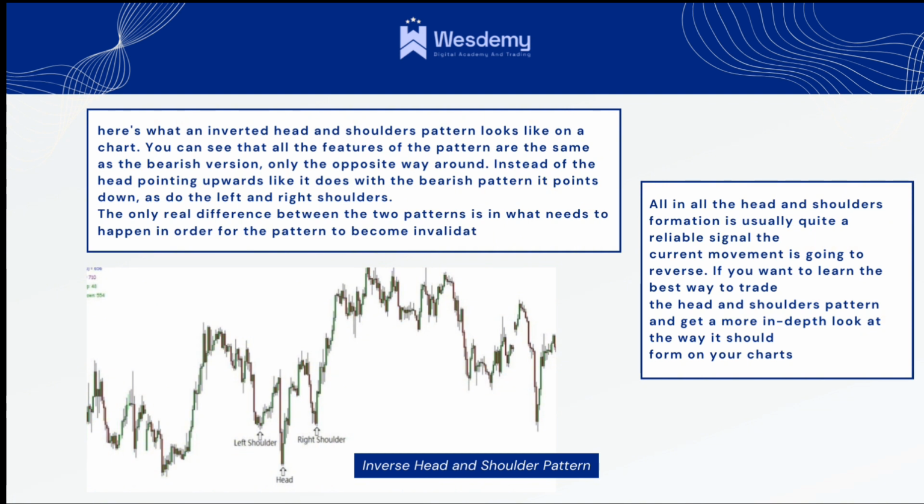You can see that all the features of the pattern are the same as the bearish version, only the opposite way around. Instead of the head pointing upward like it does with the bearish pattern, it points downward here. Same with the left and the right shoulders. The only difference between the two patterns is in what needs to happen in order for the pattern to become invalidated. In all, the head and shoulder formation is usually quite a reliable signal.